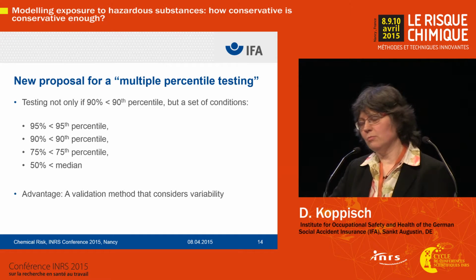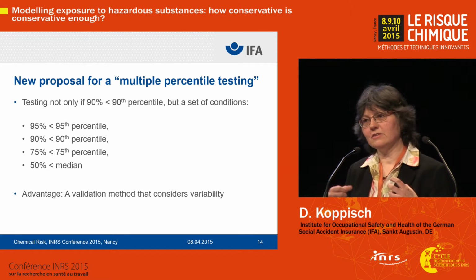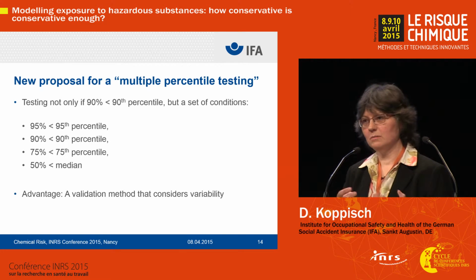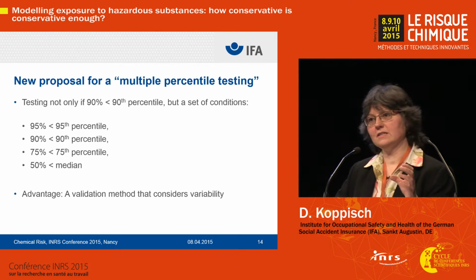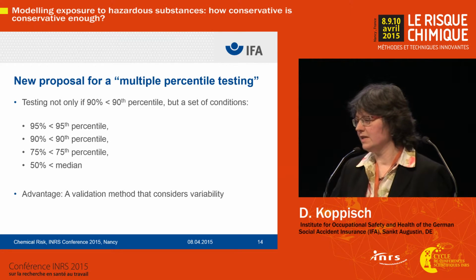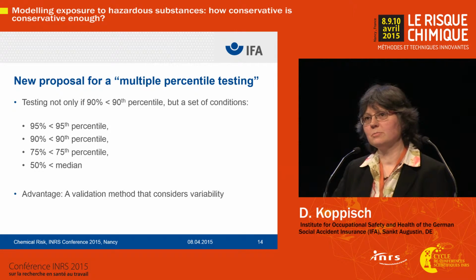And I want to propose a new validation method. I've called it multiple percentile testing. And the idea is that we not only test if 10% are above the 90th percentile or 90% are below the 90th percentile, but we test a set of conditions. So here, if 95% lay below the 95th percentile and 50% below the median. The advantage of this method is that the validation method really incorporates the variability of measurement values.